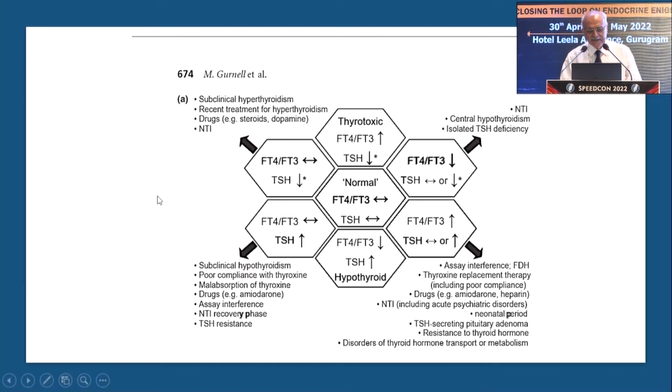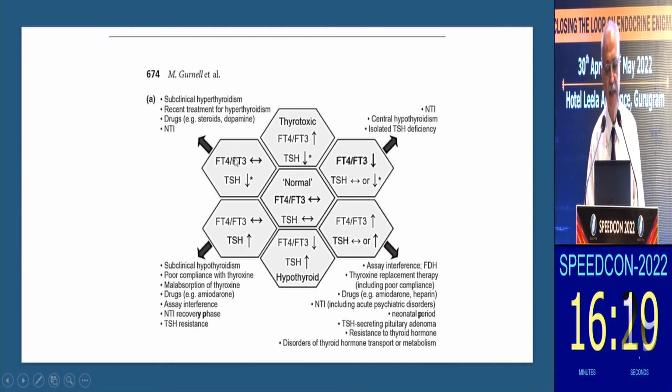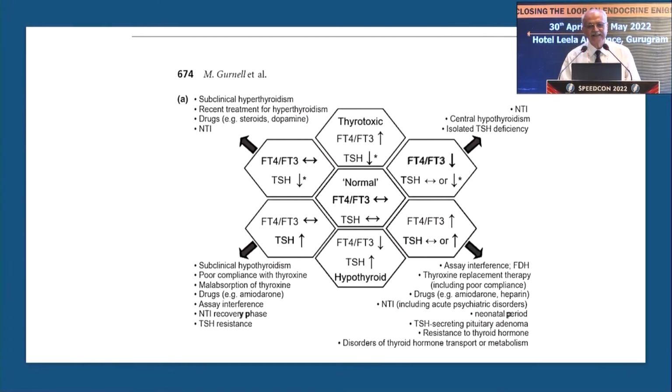The next scenario is that you have T4 and T3 which are normal, but TSH which is decreased. The causes of this are subclinical hyperthyroidism, recent treatment for hyperthyroidism, drugs like steroids and dopamine which decrease the sensitivity of the TSH to the TSH receptor, and non-thyroidal illness. The next set of thyroid functions which can be there is where T4 and T3 are decreased and the TSH is also decreased. Then you have to think of central hypothyroidism, isolated TSH deficiency and non-thyroidal illness.